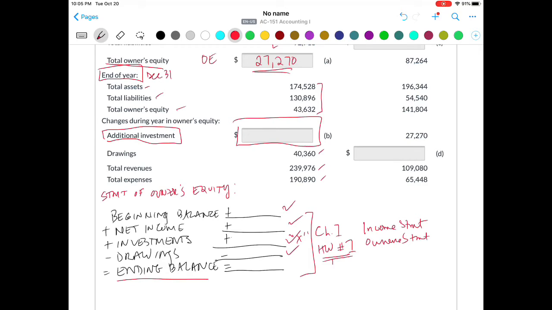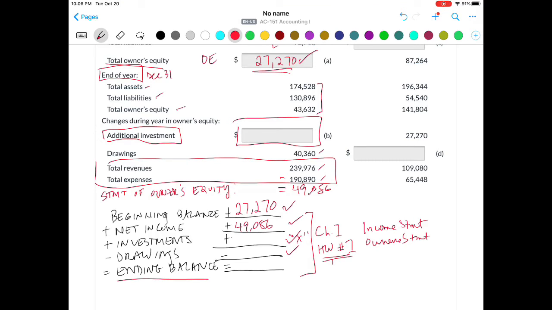Well, let's look at what we already have. We know that the beginning balance is 27,270 because we just solved it in part A. Net income. Well, we don't have net income, but we do have the components of net income right here. Revenue minus expense equals net income. Okay, so let's solve for net income. We get 239,976 minus 190,890 gives us 49,086. Okay, a little bit of math right there, and we'll plug that right in here.